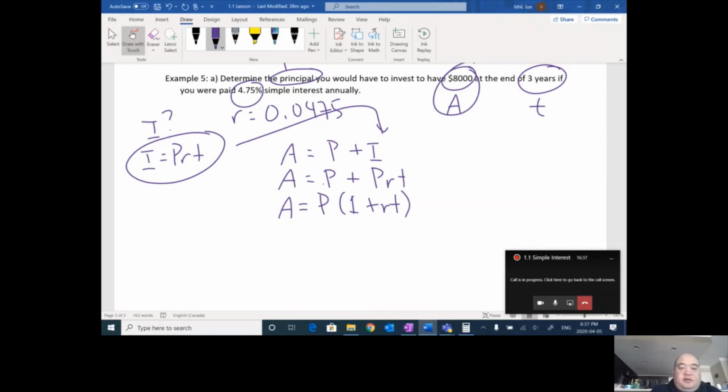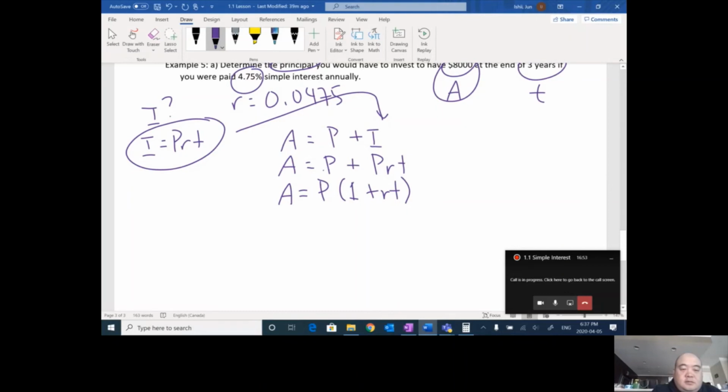Okay, so now what I can do is sub in some of these values here. On the left-hand side I got 8,000. P is what I'm trying to find. 1 plus, okay, so the rate here is 0.0475. And I'm multiplying it with the term T, which is 3.